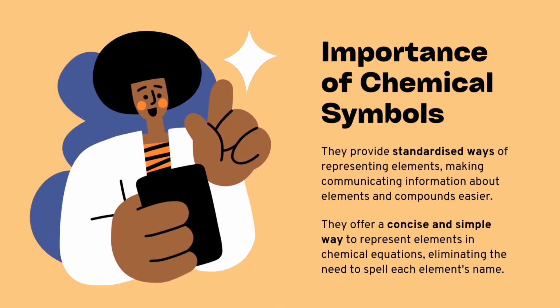Now we would move on to the importance of chemical symbols. They provide standardized ways of representing elements, making communicating information about elements and compounds easier. They offer a concise and simple way to represent elements in chemical equations.